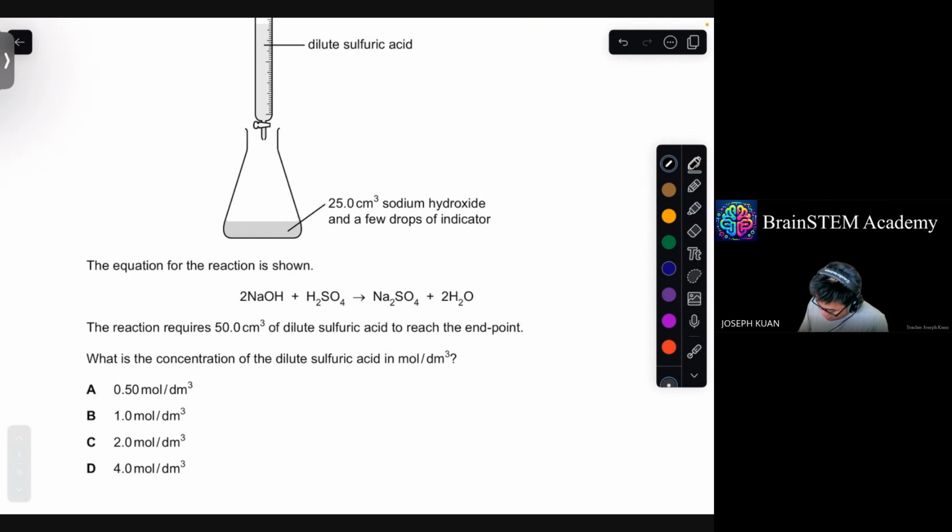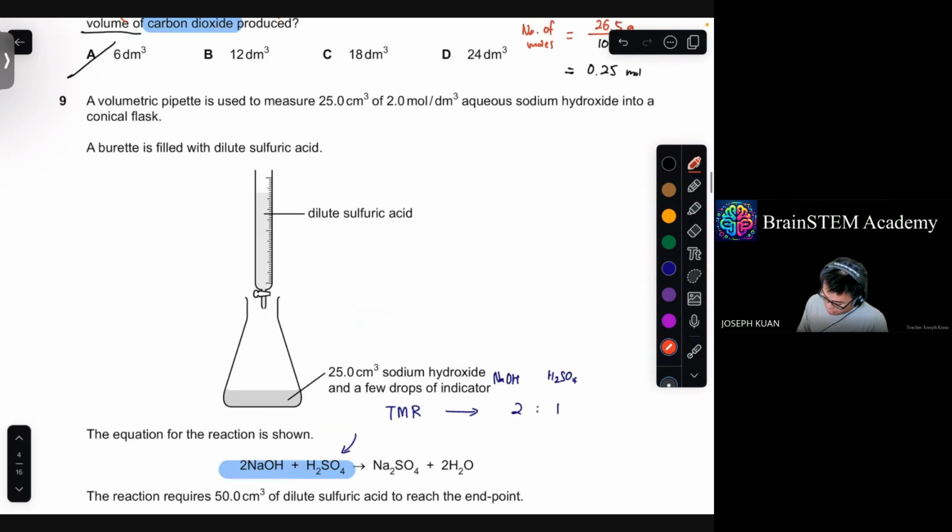Right, let's try to figure that out. Based on the question, this is about a neutralization reaction, and from the equation we are given the theoretical mole ratio, which is a 2:1 ratio for sodium hydroxide and sulfuric acid. The clues given to you are the specific amount and concentration of sodium hydroxide, so let's convert this to number of moles first.